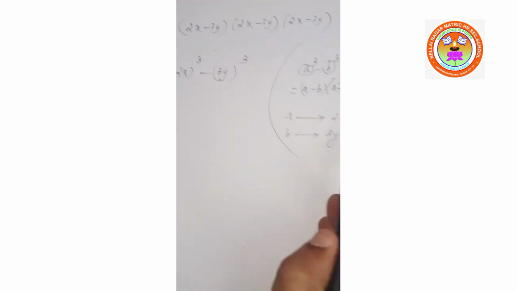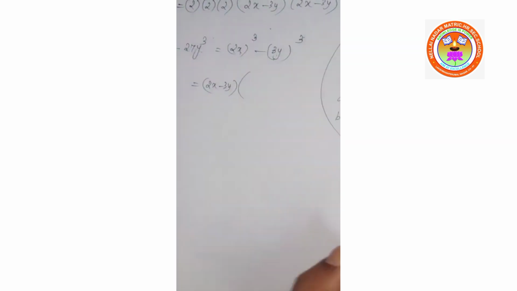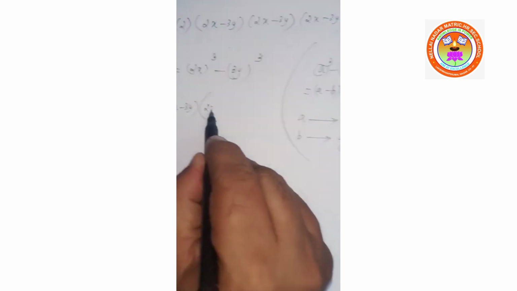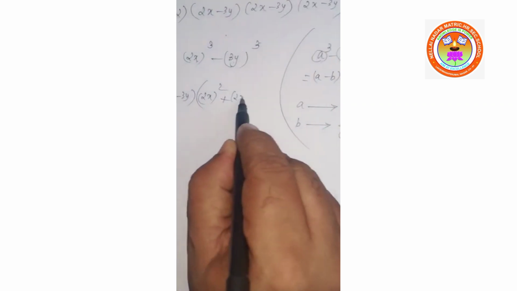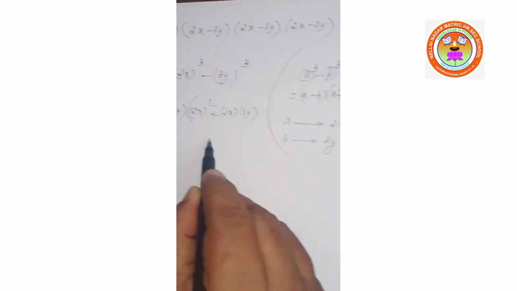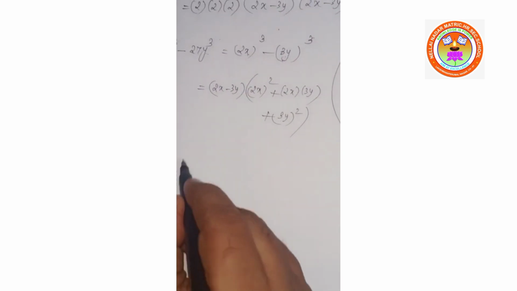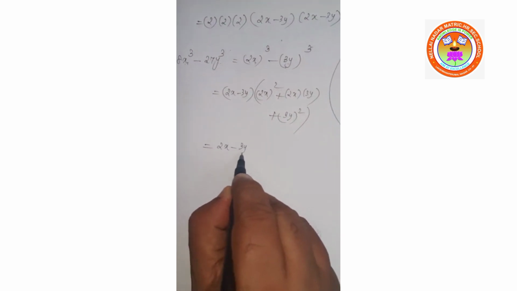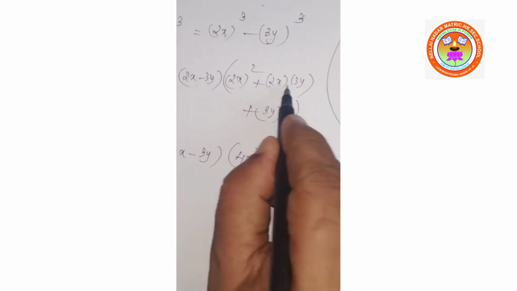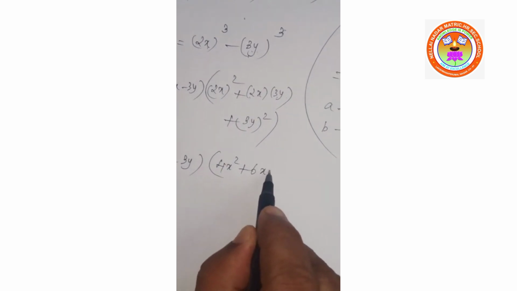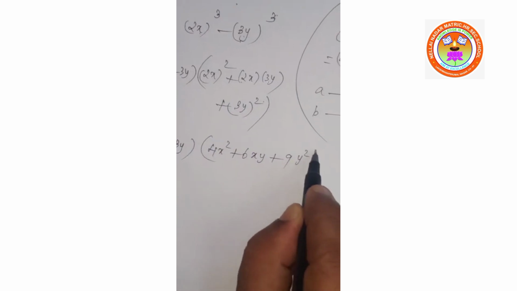Equals a minus b. A equals 2x, b equals 3y. 2x minus 3y. Bracket. A squared. A, that is 2x. 2x the whole square. Plus a into b. A 2x, b 3y. Plus b squared. B, that is equal to 3y the whole square. Equals 2x minus 3y into 2x the whole square is 4x squared. 2 3s are 6, x into y, xy, 6xy plus 3 the whole square is 9 and y power 2, that is equal to y square.